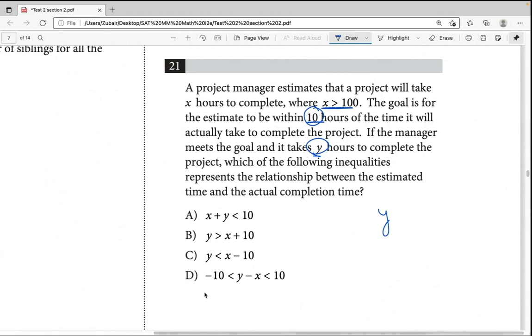Wait, give me a second, let me just read it again. I think I understand. X is obviously more than 100, and that has nothing to do with the four options. Yes, I think it would be D. It could be D. It is the actual time to complete the project if the manager meets the goal and it takes Y hours. So he might have done it in this much time, or he might have done it in this much time, where X is always greater than 100. So yes, if Y is more than 100 or less than 100, it would give you plus 10 or minus 10.